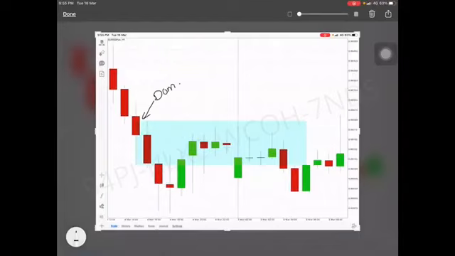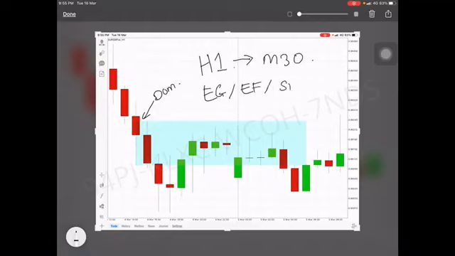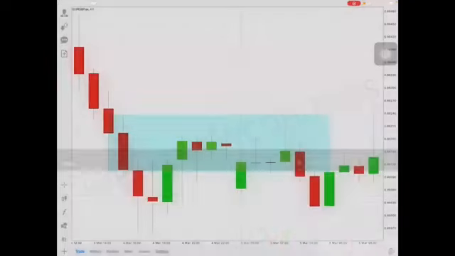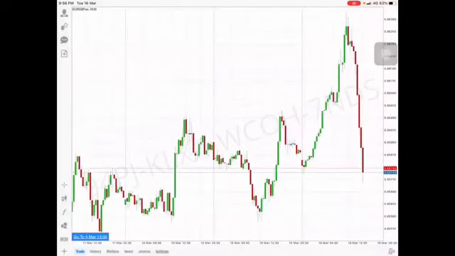Now we are on time frame H1. So from H1, where do we go? M30. Yeah, so we go to M30. What are we looking for in M30? We are looking for engulfing, or we are looking for EF, or we are looking for sideways. Sideways means that it has more than 2 candlesticks. All right, now we go to M30.